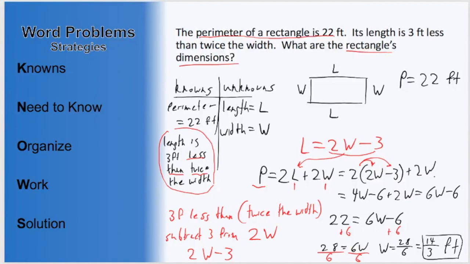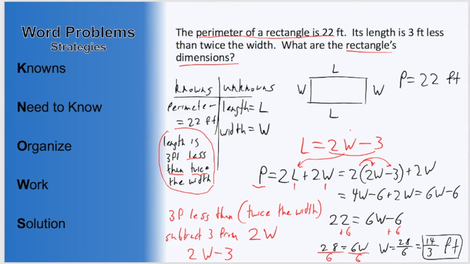Now let's think about our solution. We're thinking about the physical measurements of a rectangle, so we should expect a positive answer, which is what we got, so that's good. But what does this number represent? Well, it's the number for the width. Is that what the question asked for? We'll go back and read and see that they are asking for the dimensions of the rectangle. So not just the width, we also need the length. So we're not quite done after all.